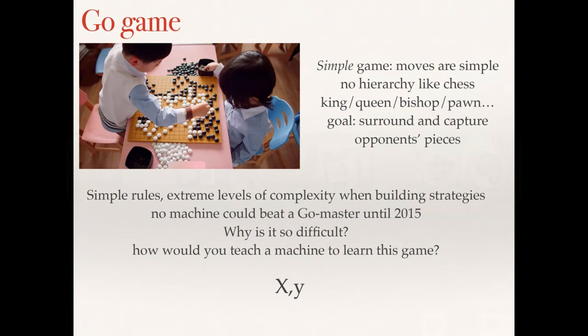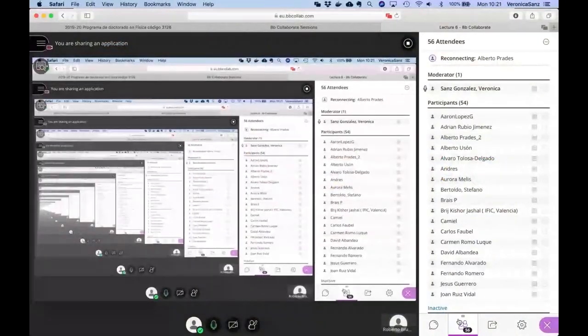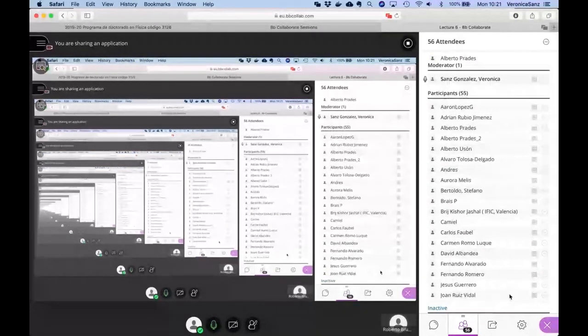Okay, so that's good. That could be a possibility. Any other possibility? So what Roberto says is you could record many games, where X is the board configuration in the different iterations, the different steps until the end of the game, and the Y will be the result, white or black wins. That's right, Roberto, that's what you had in mind? Yes, exactly. Any other idea?